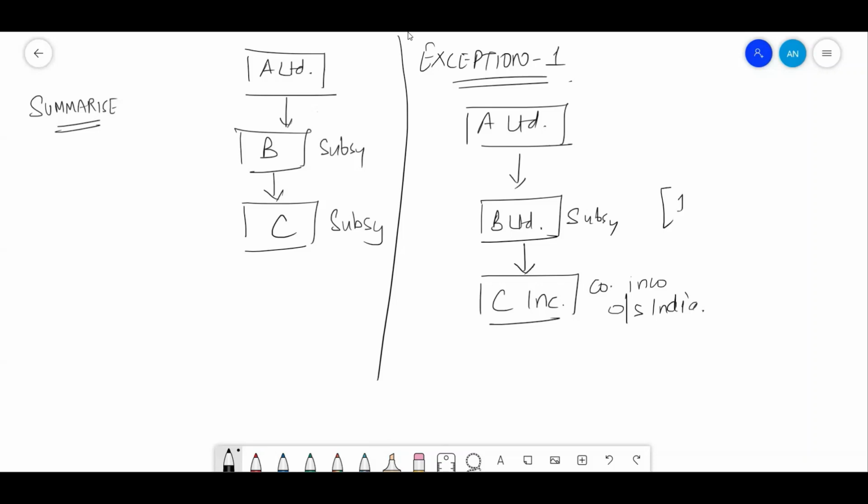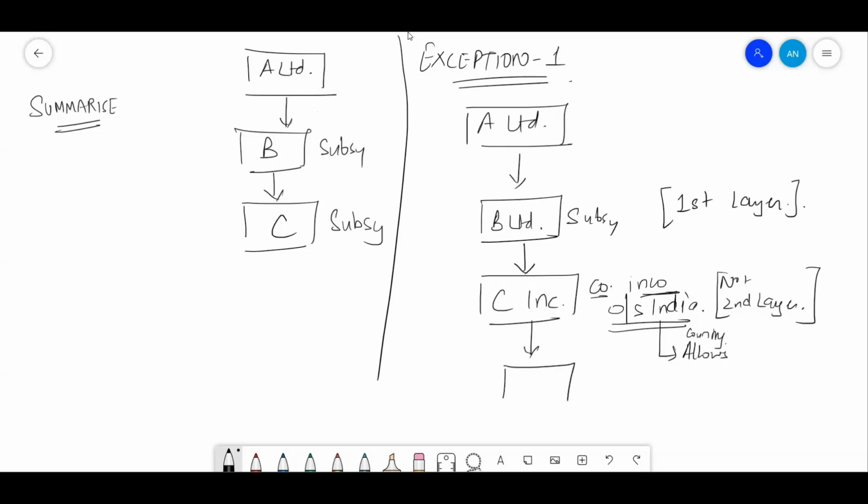This is its first layer. B Limited is its first layer, and this company which is incorporated outside India is not a second layer, since this is in the exception part. And if the country in which it is incorporated allows investment in more than two layers, then they can easily invest in n number of companies.